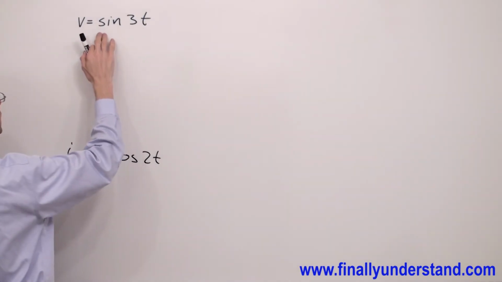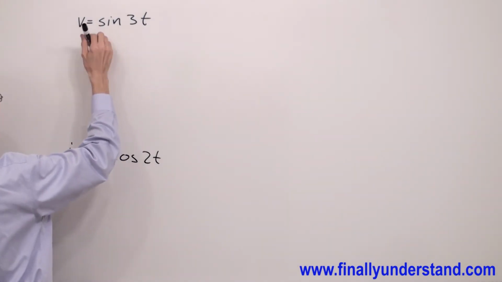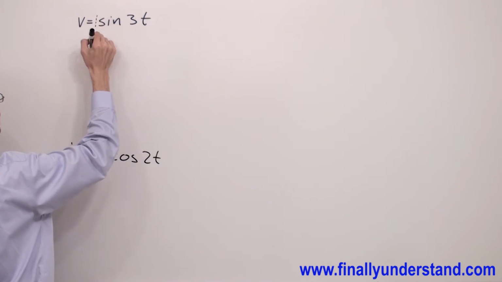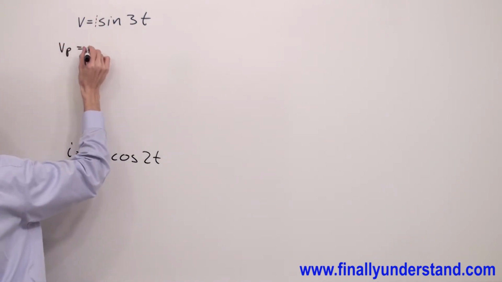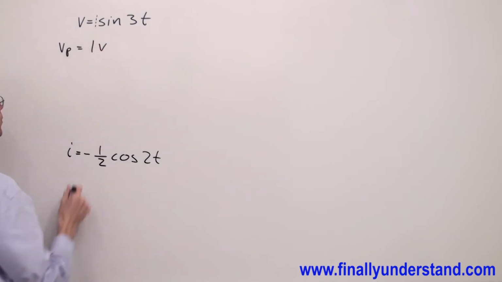Let's take a look at these examples. I have voltage sine 3t. Remember, anytime there is no integer next to sine, there is always an invisible one. And this is going to be my voltage peak. Voltage peak in this case is equal to 1 volt.